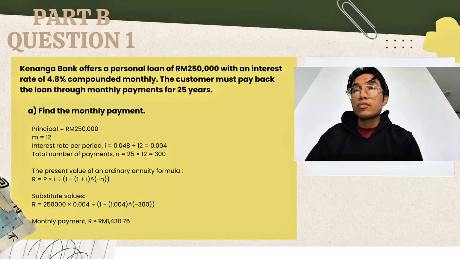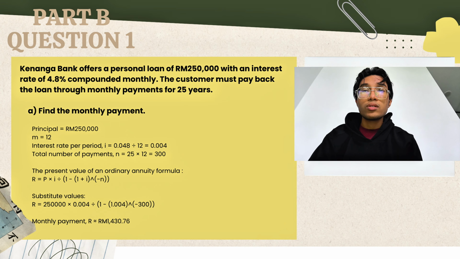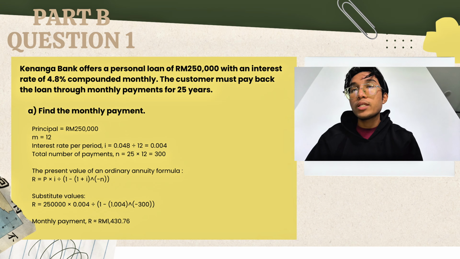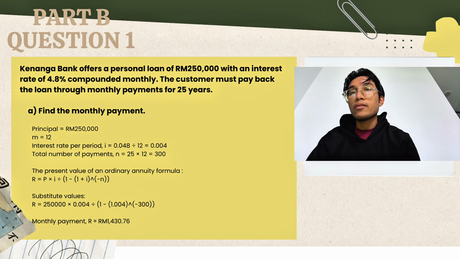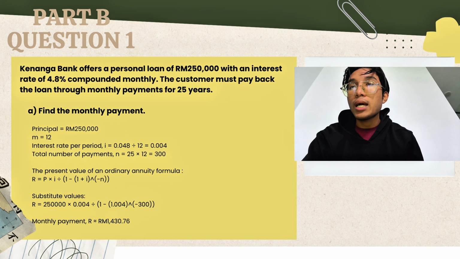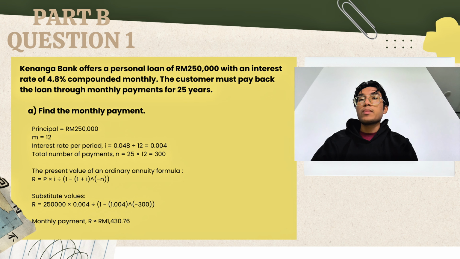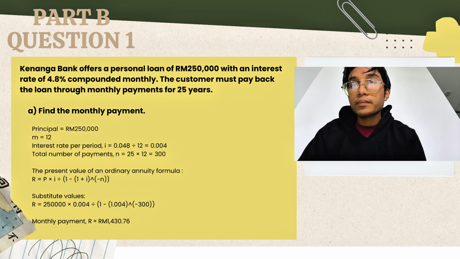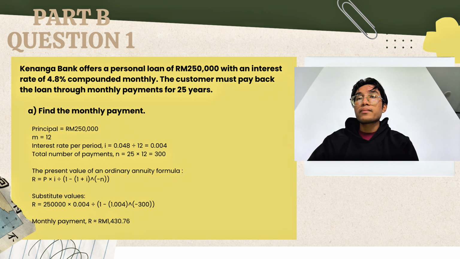The monthly interest rate per period is I equals 0.004. The total number of payments is N equals 300. So for the present value of an ordinary annuity formula, we use R equals P times I divided by [1 minus (1 plus I) to the power of negative N].